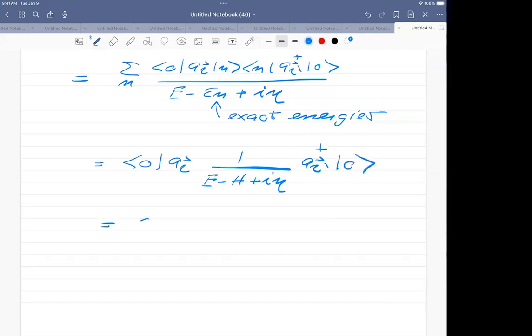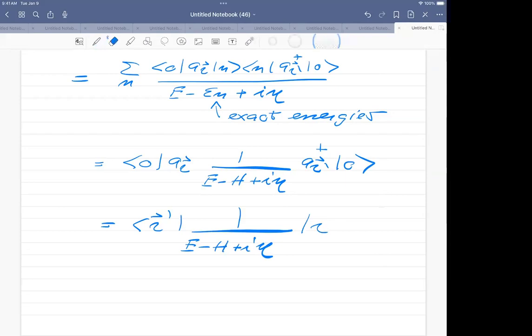And this is often rewritten in the following way. Later, we are going to introduce this. This is also called the resolvent. So this is just a rewrite of the Green's function.